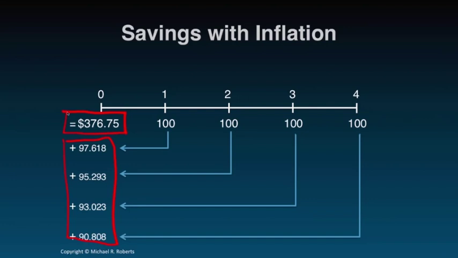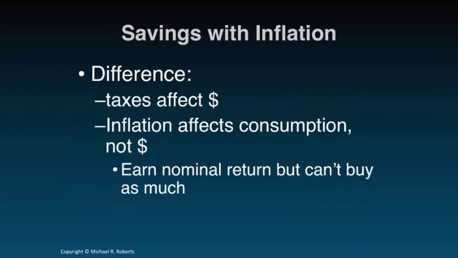That's the present value of the sum of all these cash flows. Now, taxes affect dollars, but inflation does not affect dollars. It affects consumption. So we earn a nominal return, but we can't buy as much with it. Right? Let me illustrate this.